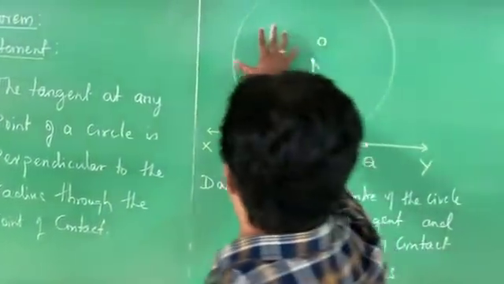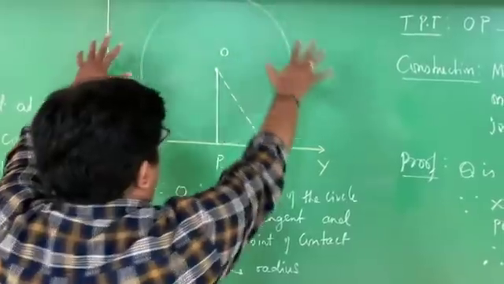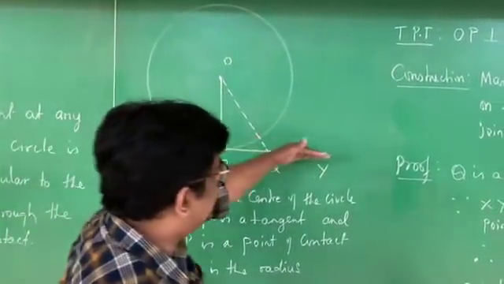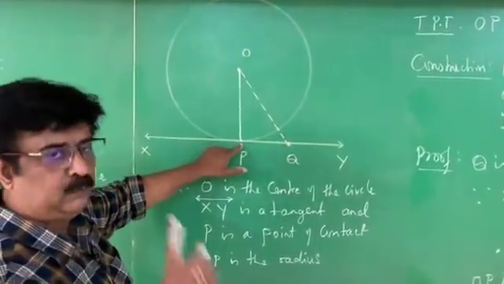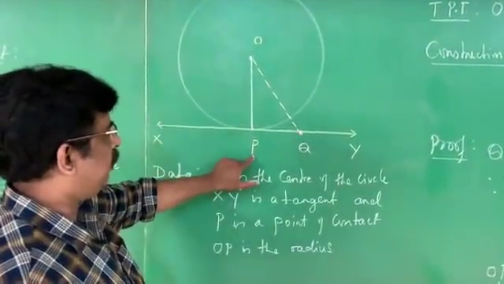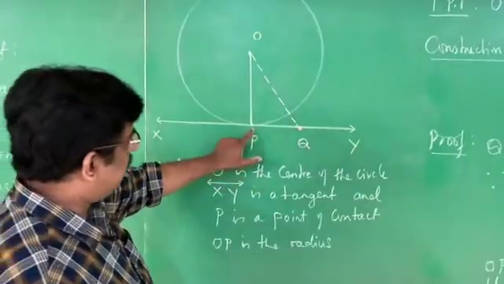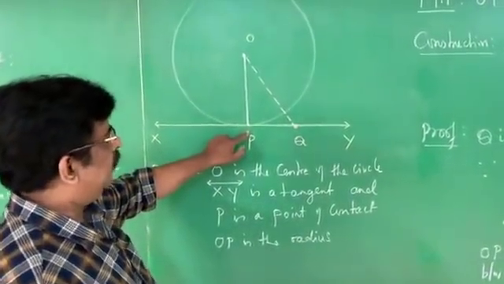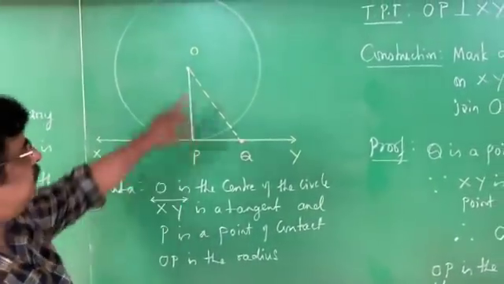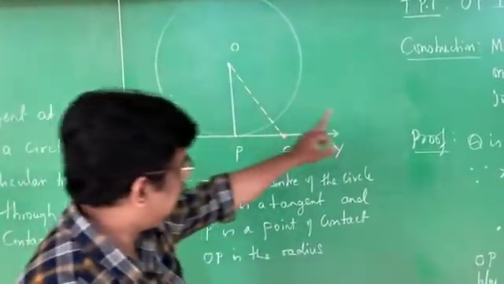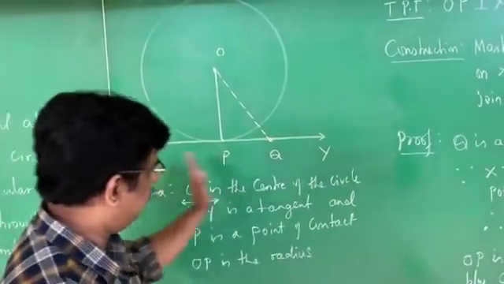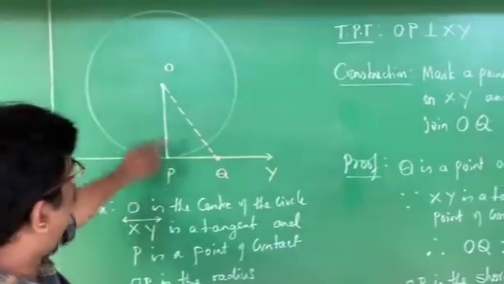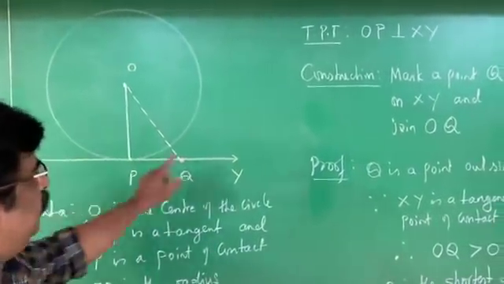The diagram is like this. O is the center of the circle. Here there is a circle. XY is a tangent. Tangent has to touch the circle at one point. That point is called the point of contact, that is P. Through P, the radius is drawn. OP is the radius. Now, the data is O is the center, XY is the tangent, P is the point of contact and OP is the radius. What should I prove? OP is perpendicular to XY.